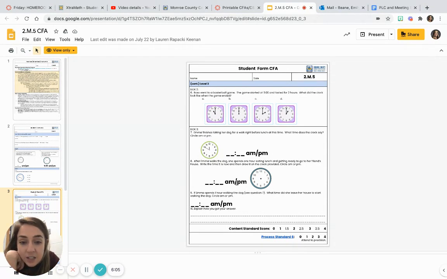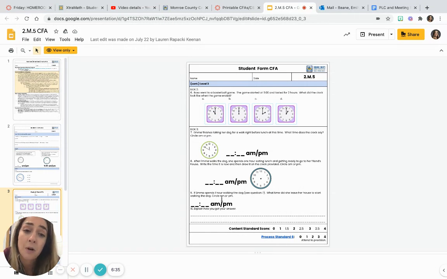Then after Emma walks the dog, she spends 1 hour eating lunch and getting ready to go to her friend's house. Write the time it is now and draw it on the clock provided. So you have to write what time it is and then draw it. Then last, if Emma spends 1 hour walking the dog, right here, see question 7, what time should she leave her house to start walking the dog? Circle AM or PM.